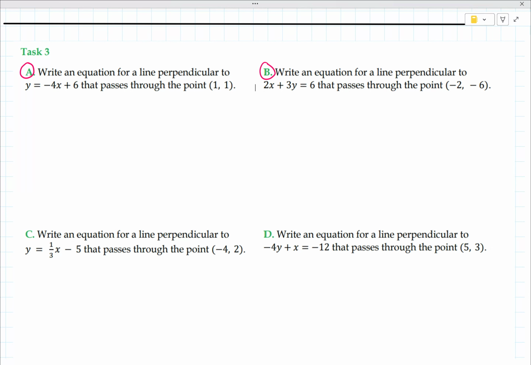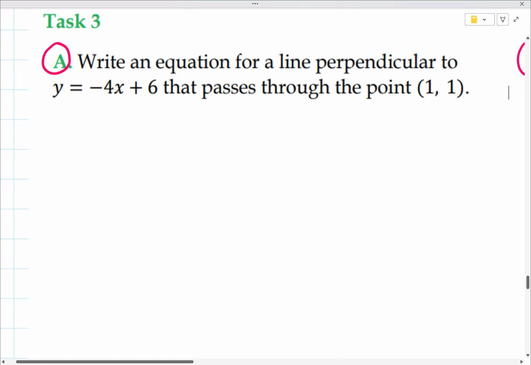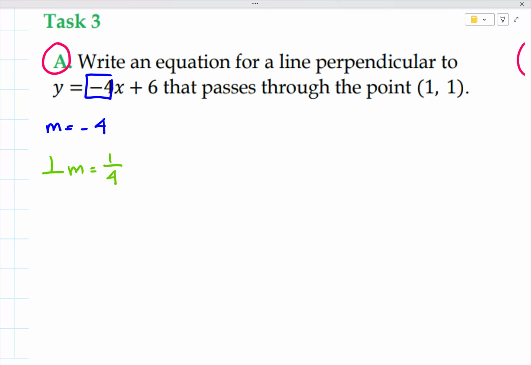All right, let's go over A first. So question A, step 1, I'm going to look for my slope of the line they're giving me. So our slope is negative 4. But I need the perpendicular slope. So instead of a negative 4, it's going to be a positive, and then it's going to be 1/4 because 4 is over 1.